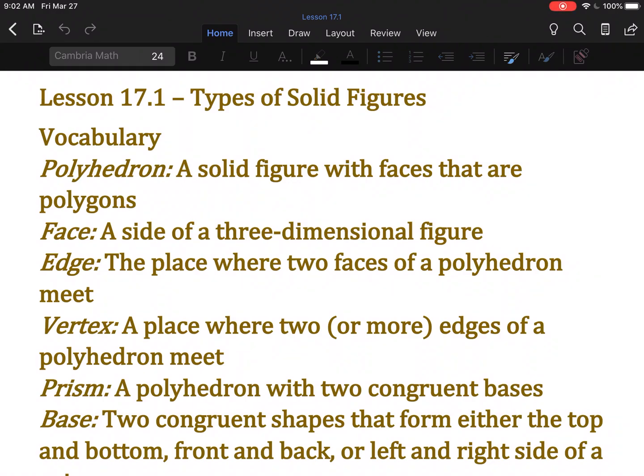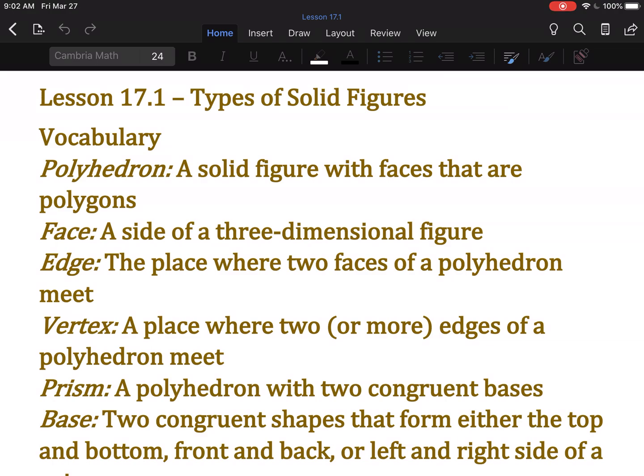So in Chapter 17, we are going to go from two-dimensional figures to three-dimensional figures, solid figures. This is a very short chapter. It is only 2 lessons long. We will complete the entire chapter this week.